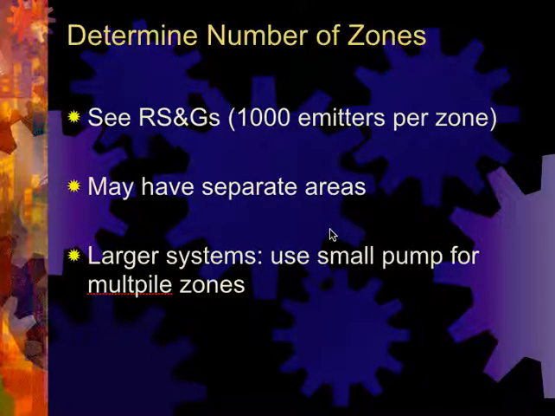Now, when we're looking at zones, the rules and guidelines basically say that we can't have any more than 1,000 emitters per zone. Or we may have a situation where we want to separate the zones, or we have to actually split it up because of the limitations of the site. Or we have a larger system where we can use a small pump and just do multiple zones.